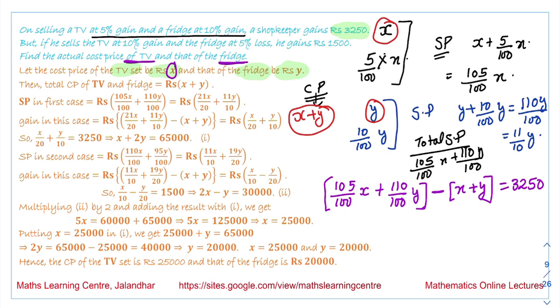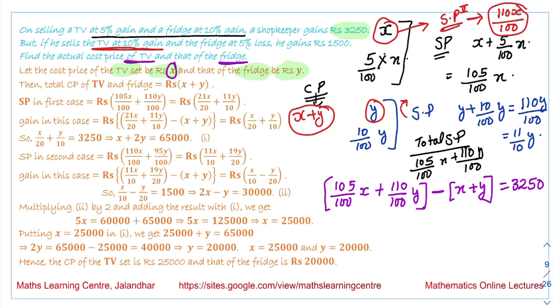Now in this second case, it is given that he has gained 10% on TV. So the total selling price in the second case will be 110x by 100 for the TV, and the selling price for the fridge.